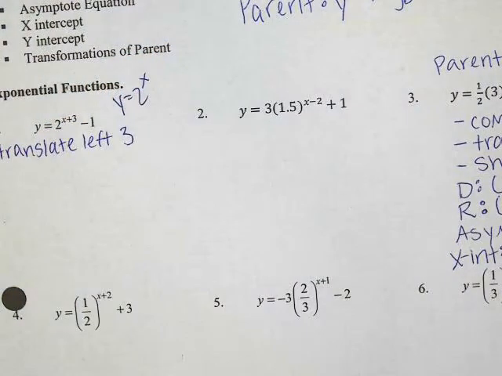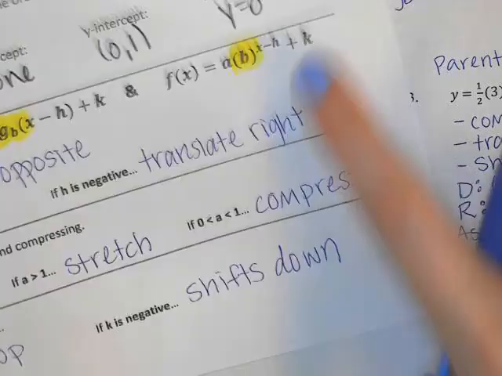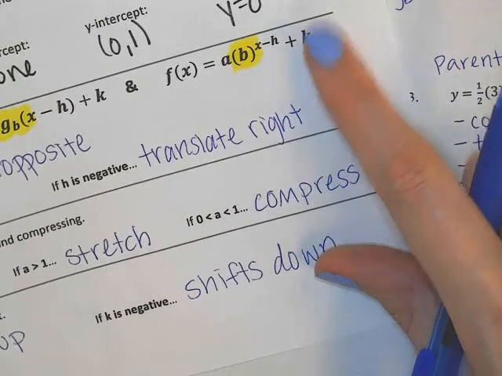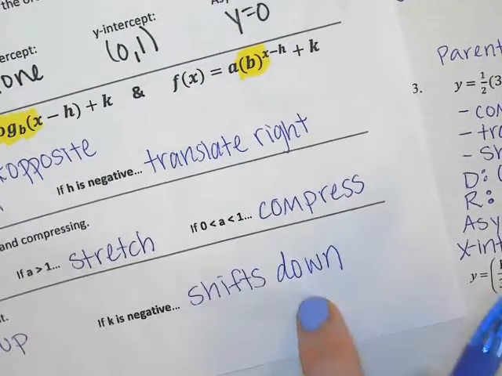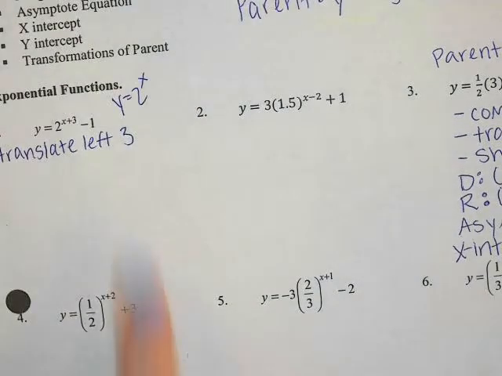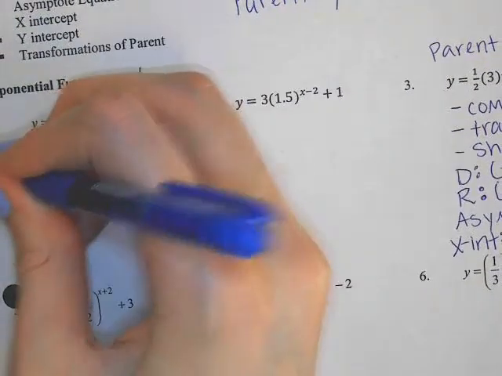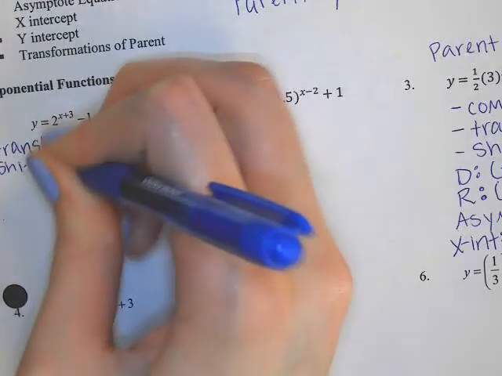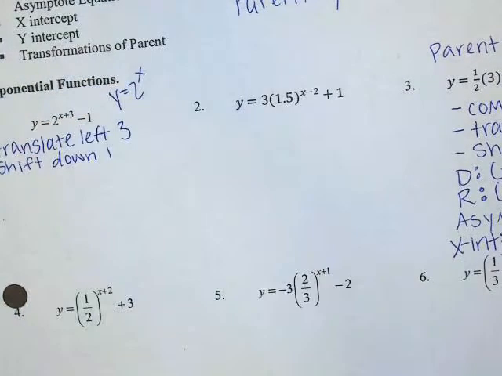Okay, the minus 1, is that changing the x? Is it inside the exponent with the x? No, then that's your k value, where you're adding or subtracting to your output. So your k is going to shift you up or down. So if it's minus 1, we shift down 1. Okay, question on listing transformations for number 1.